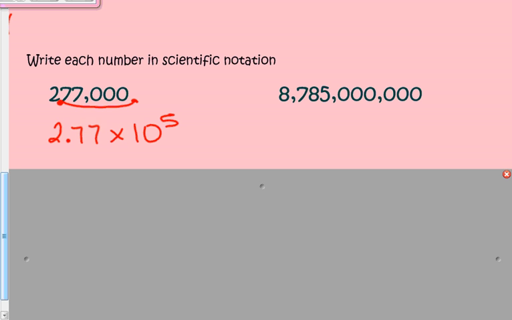This one, the decimal point starts at the end. I'm going to go 3 times, 6 times, and then 3 more times because I want to stop between my 8 and my 7. That's between 1 and 10. 8.785 is between 1 and 10. I dropped off the rest of my zeros, and then I'm going to say times 10 to the 9th power because I went 9 times.